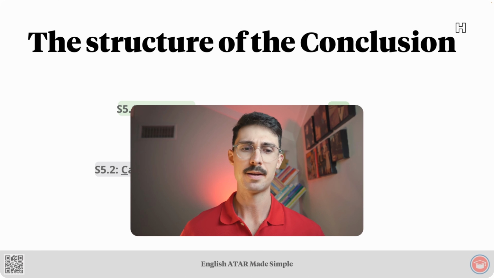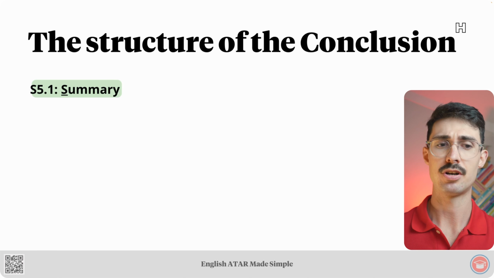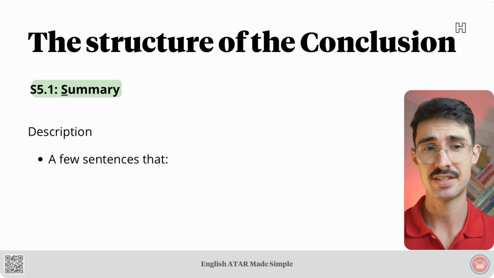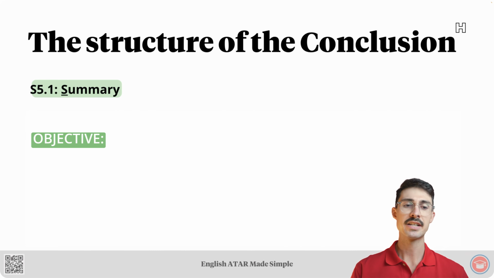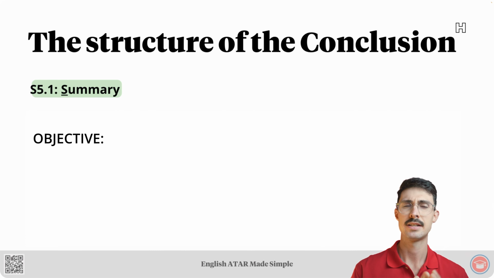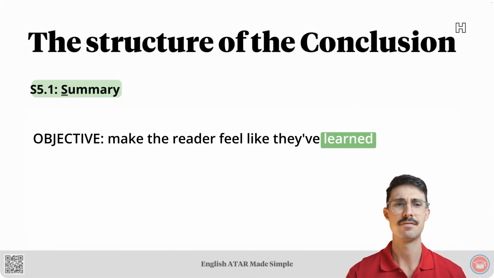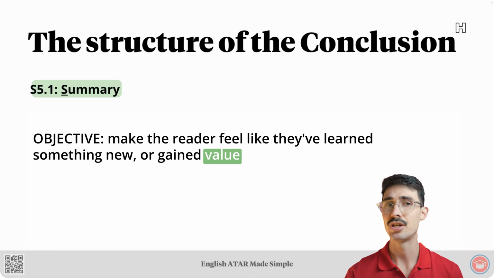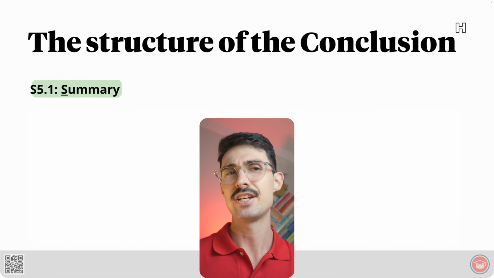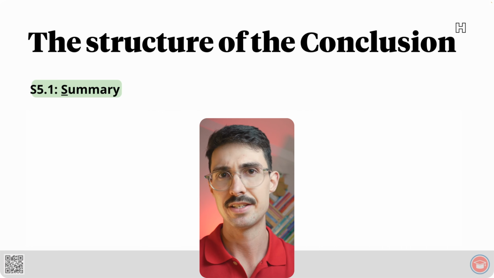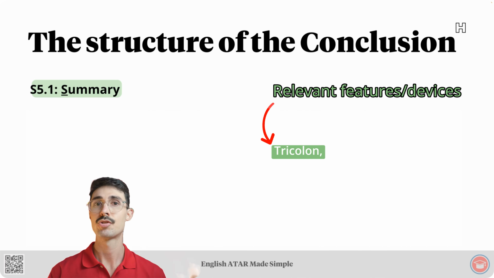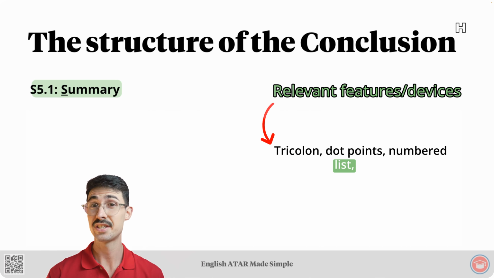For subsection 5.1, our job is to, firstly, write a few sentences that summarize the blog post main ideas, and secondly, list some key takeaways. The objective of subsection 5.1 is to make the reader feel like they've learned something new or gained value from your post. Consider using the following features or devices for subsection 5.1. Tricolon, dot points, numbered list, underlined text.